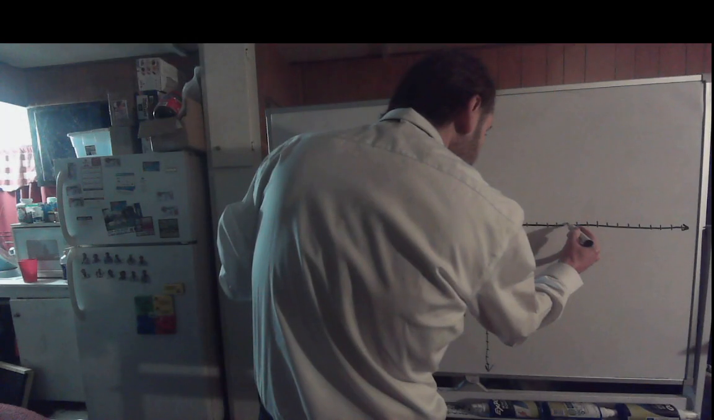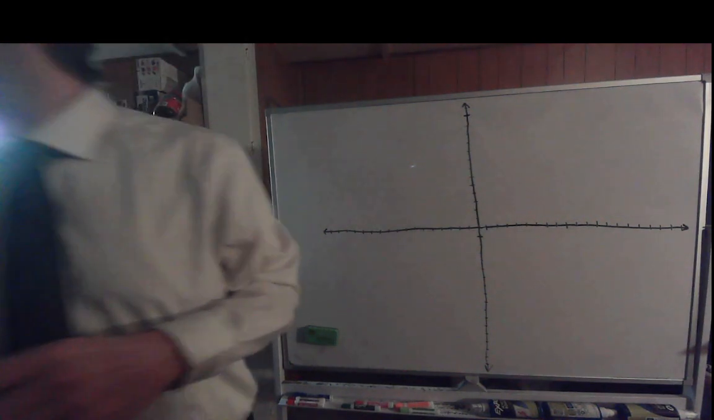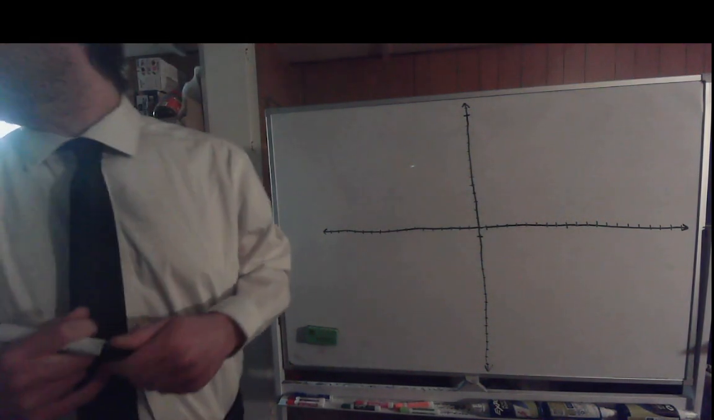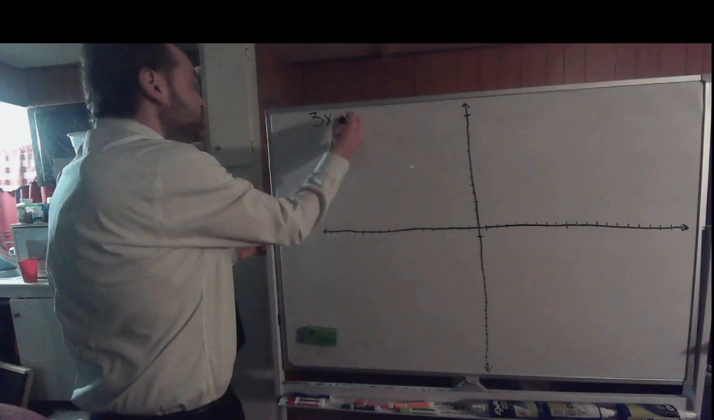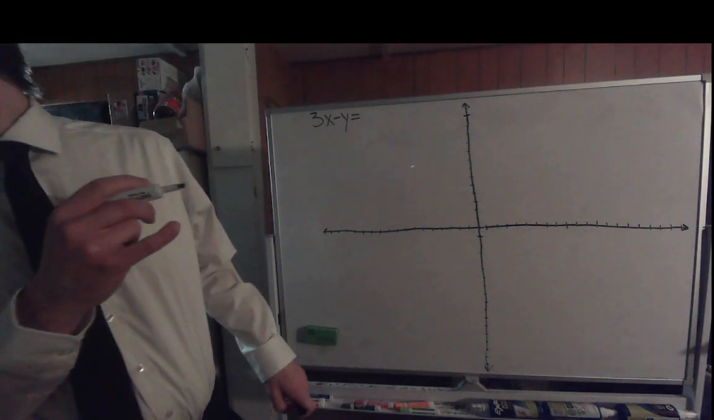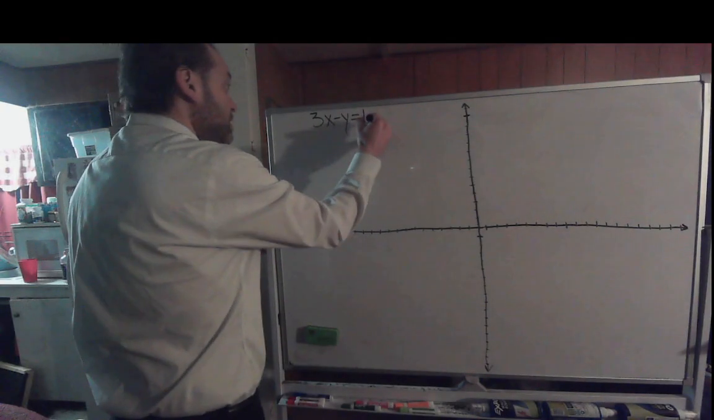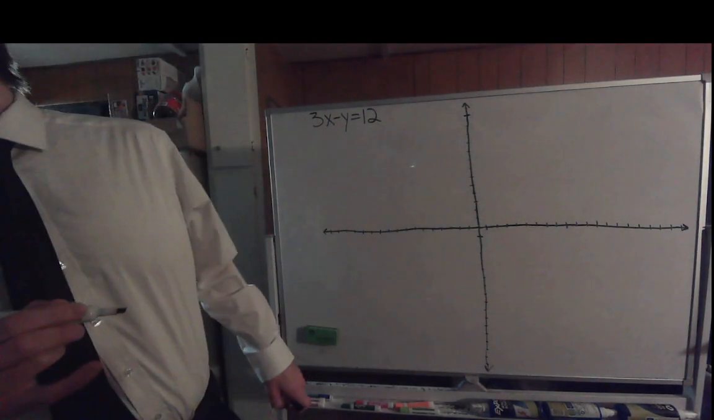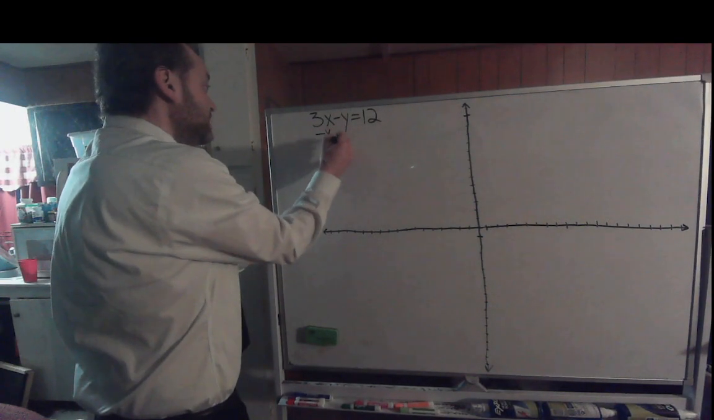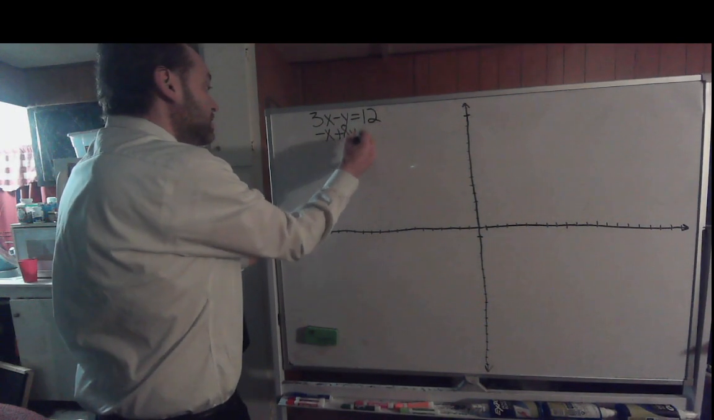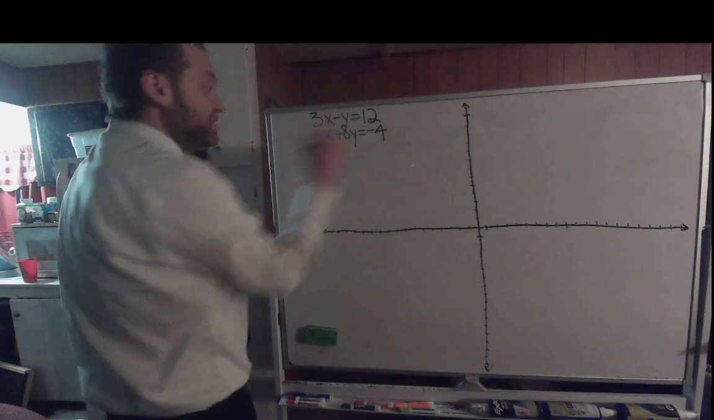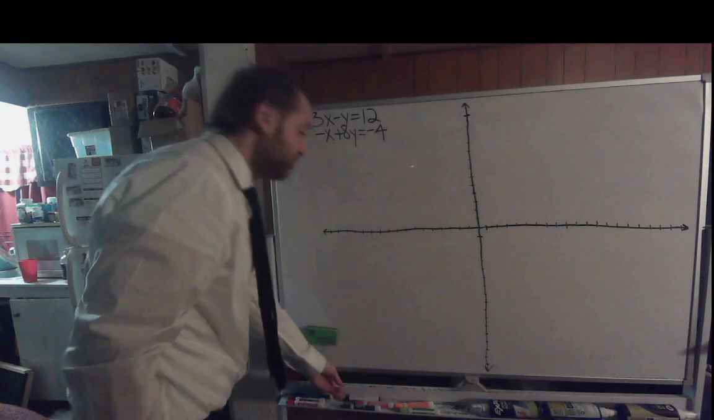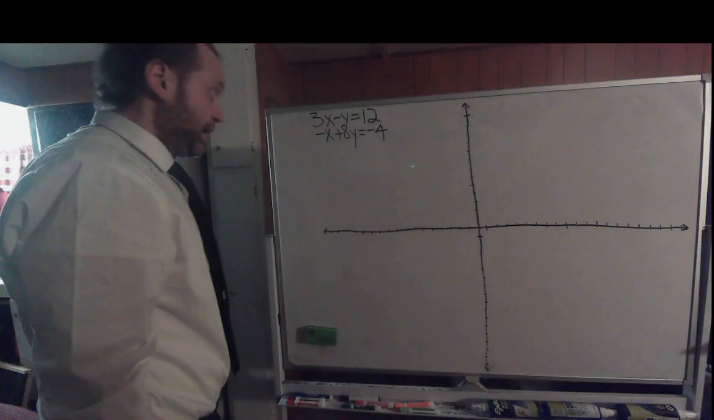Alright. There you go. Let's do one more. 3x minus y equals 12. Negative x plus 8y equals negative 4. Alright, so there's this system of equations. We're going to graphically solve that.